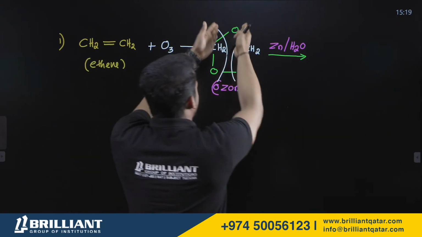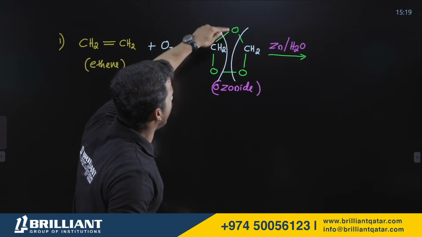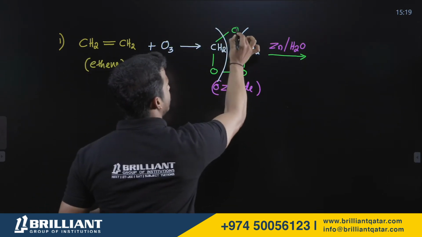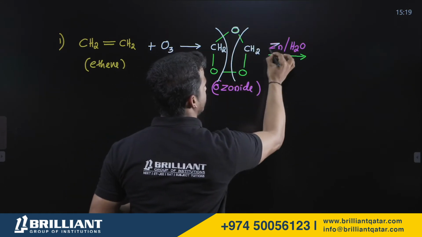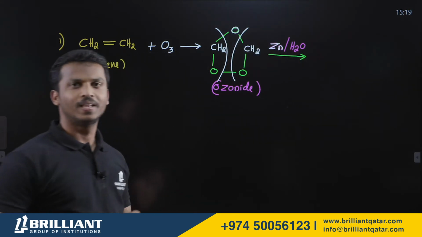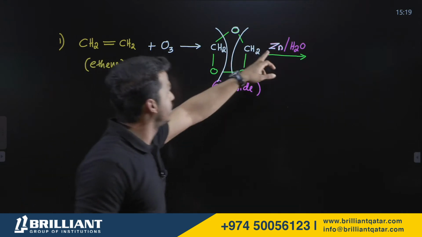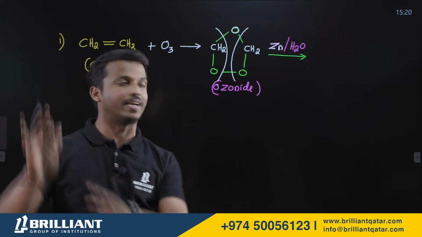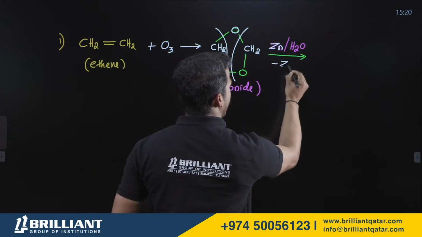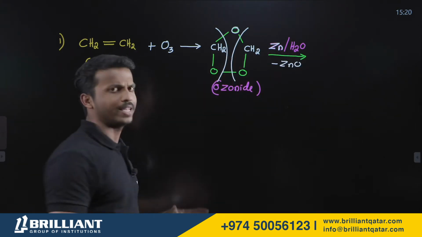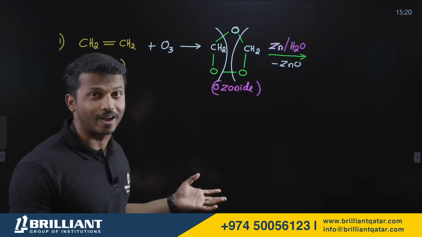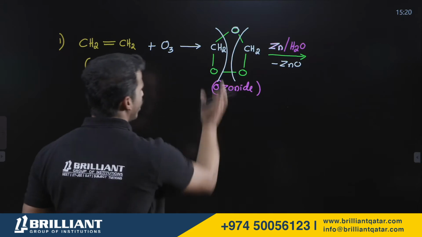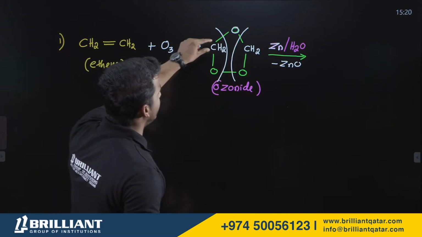When we break in such a pattern, you can observe there is an oxygen on the top. This oxygen goes with the zinc metal. The zinc reacts with this oxygen and zinc oxide is eliminated from the system. That's a byproduct. What is our major product? Your major products are located on the left and right sides.